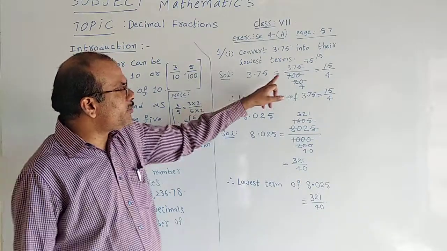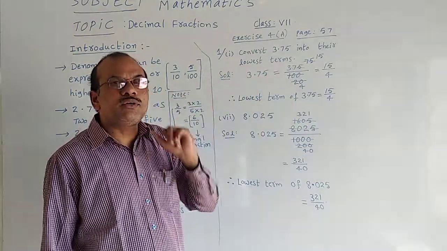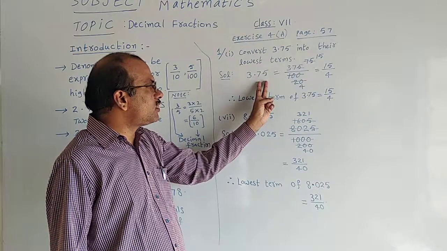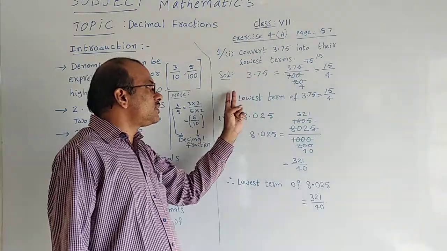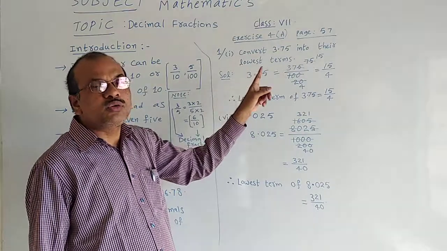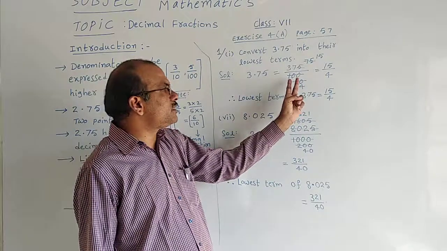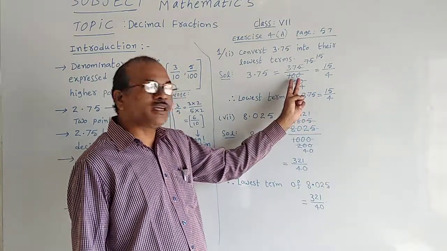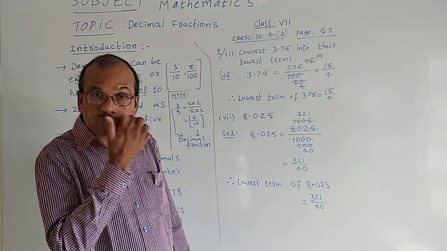3.75 can be changed as 375 by 100. How did I write 100 in the denominator? Because here after 2 digits there is a point. To remove a point which is after 2 digits, I should place 2 zeros in its denominator. 2 zeros are placed. Starting digit must be 1. That is 100.